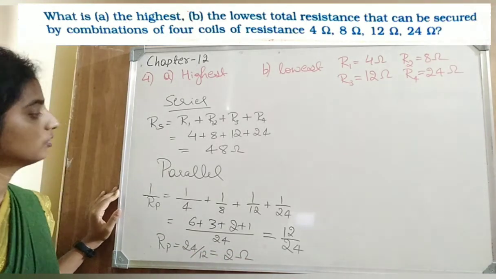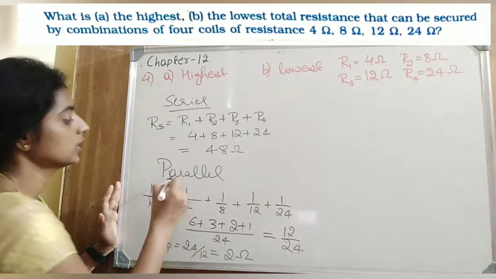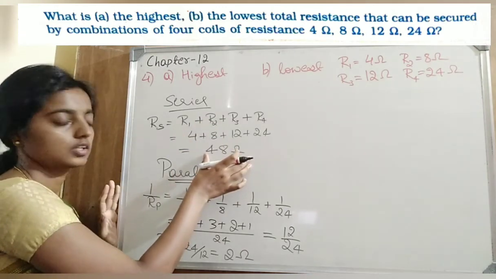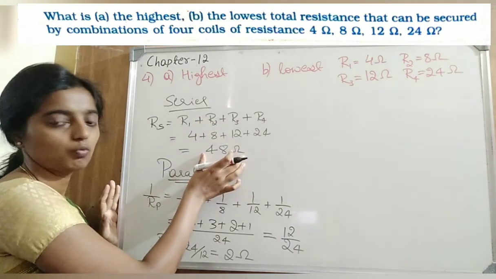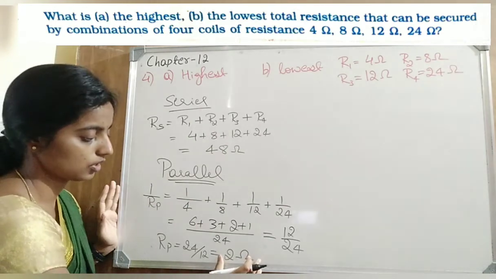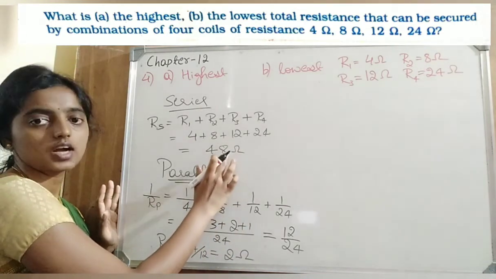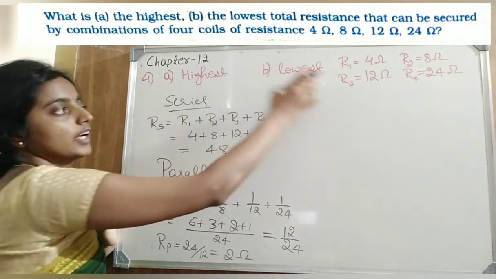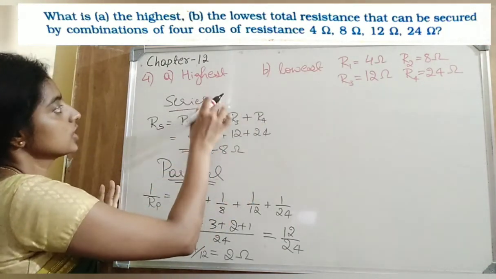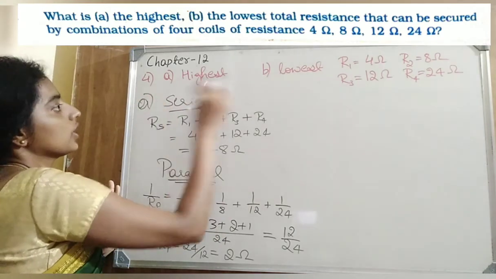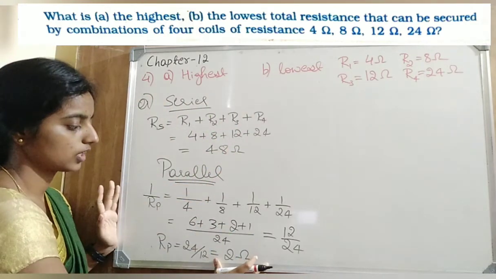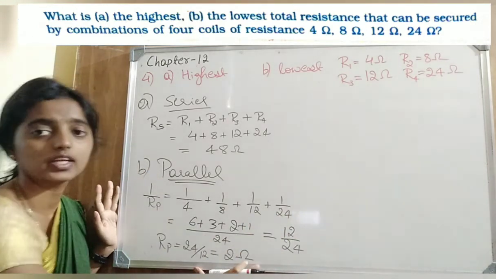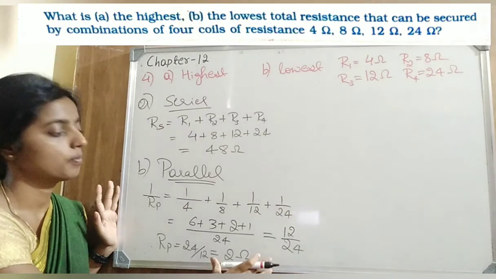Now observe the values of both the combinations. In the first combination, we got 48 ohm as the answer. The next one we got 2. So here this is the highest value. So we will get the highest value when we connect all the resistors in series. This is our first one. And we got the lowest value when we connect all the resistors in parallel. See, this is a very easy question. You can easily score marks from this.